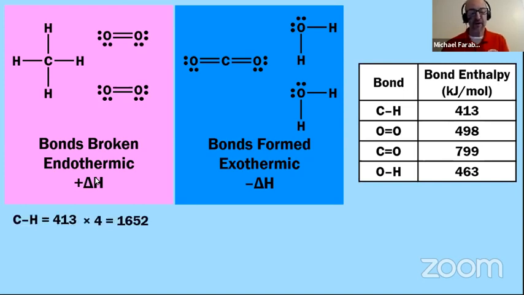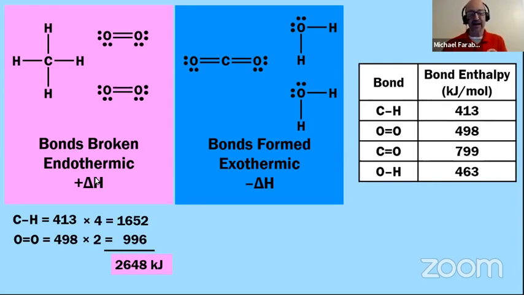So I'm going to do the math, and you can kind of follow along here. 413 times 4 is 1652. Again, all these would be in units of kilojoules. I have 2 oxygen-oxygen double bonds. That's 498 times 2 is 996. So my grand total, 2,648 kilojoules of energy absorbed when those bonds are broken.